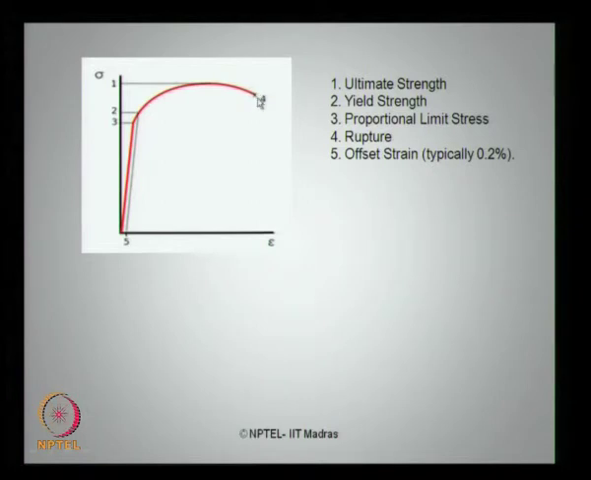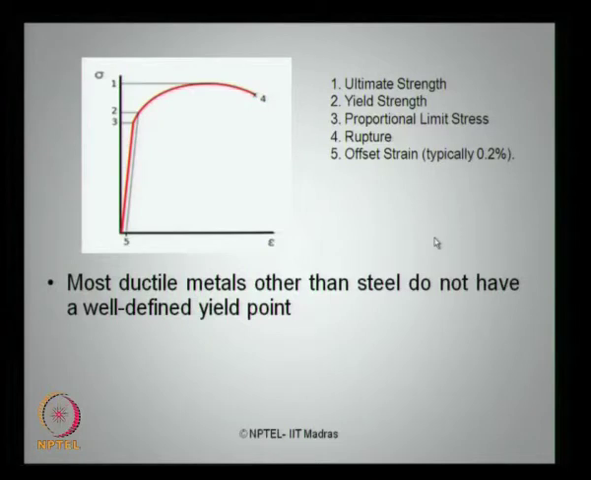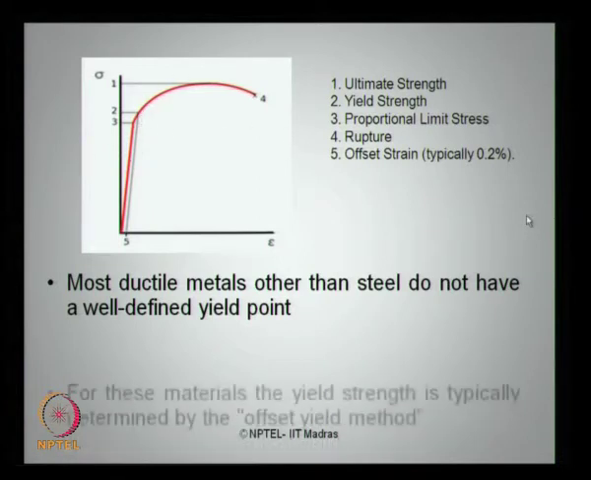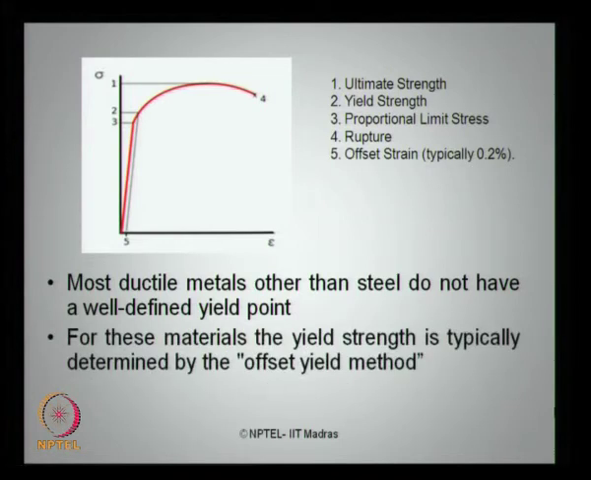In case you are not able to define the yield point very clearly, because most ductile materials other than steel do not show a well defined yield point, what we do is plot a 0.2% strain offset and draw a line parallel to the initial slope of the curve. Wherever this line intersects the stress strain curve, I obtain that as my yield point. This method is what we call the offset yield method.